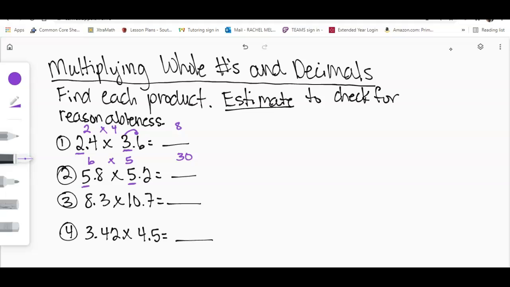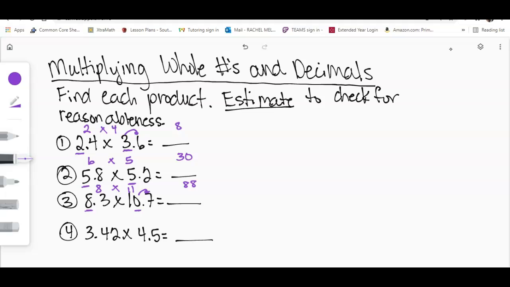Coming down here, I have 8 3/10 and I have 10 7/10. Now, this 10 goes to the tens place, but the 8 3/10 still only goes to the ones place. So I'm still going to round to the whole number, to the ones place. So 8 3/10 is close to 8. And 10 7/10, because I would look here next door, would be close to 11. So 8 times 11 is 88.